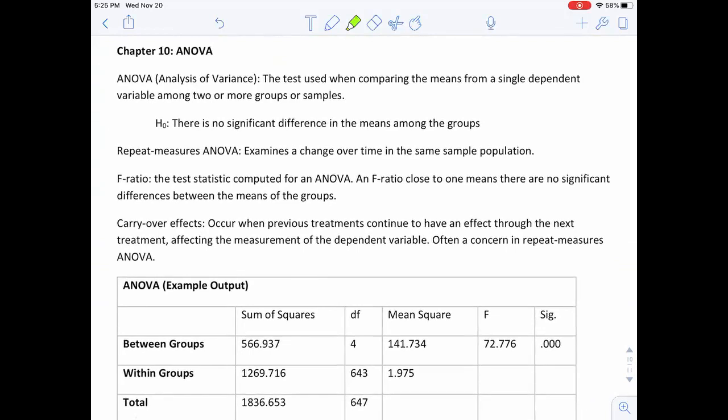On to Anova. Anova is the analysis of variance, and the name is kind of misleading. It incorporates the variances, but for us, at face value, how do we use it? It's when we're comparing the means from a single dependent variable among two or more groups, right? And so we're still comparing the means among two or more groups, right?